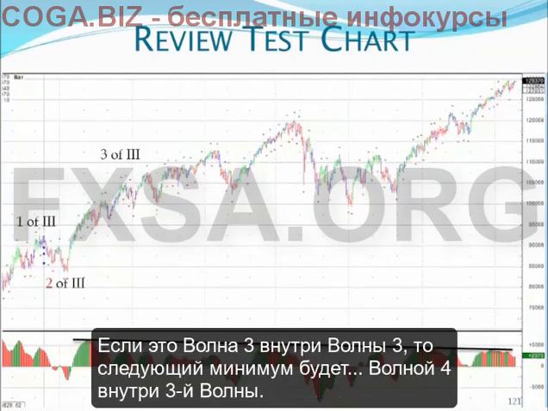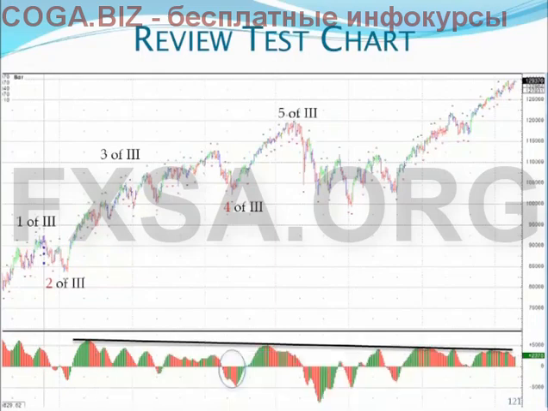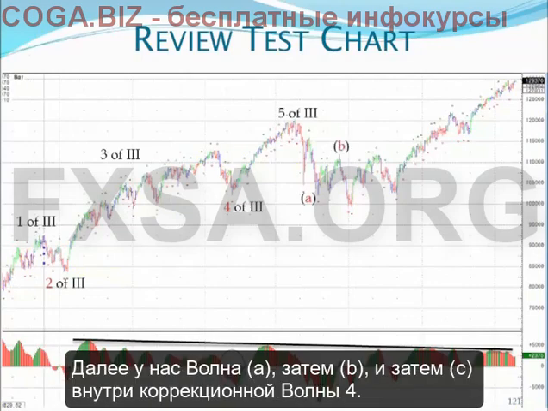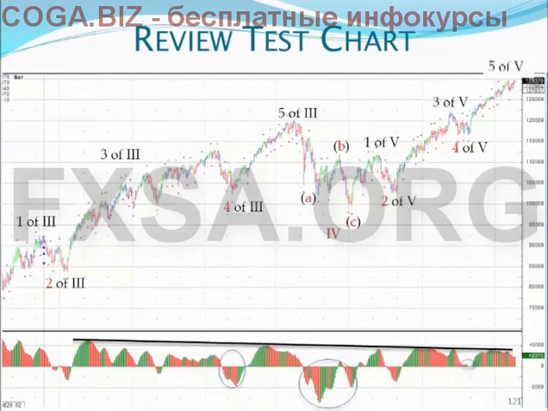If that's 3 of 3, the next low is going to be 4 of 3, and then our next high will be 5 of 3. I hope everybody's with me. Now you have seen this chart before, so that is a clue. You have an A wave, we have a B, and we have a C wave of a wave 4 correction. Then we move up for wave 1 of 5, 2 of 5, 3 of 5, 4 of 5, and we finally have 5 of 5.